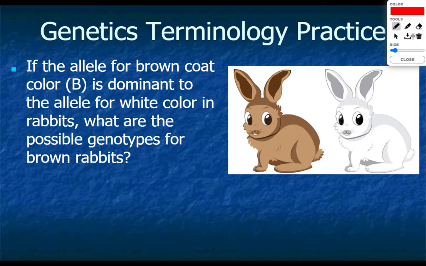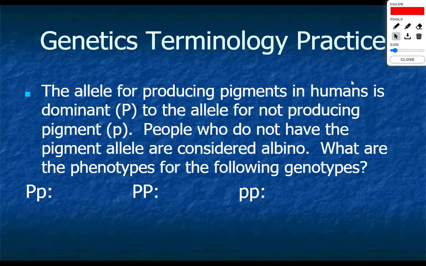Now let's try another example. Here we're talking about skin pigment, okay? It says having skin pigment is a dominant trait. It's a big P. And if you do not have skin pigment, it's a lowercase p, which is recessive. All right, so let's figure out the phenotypes, or what they would look like, for each of these. Here we have a heterozygous one, but one of them is a large P, so that means this person would have pigment.